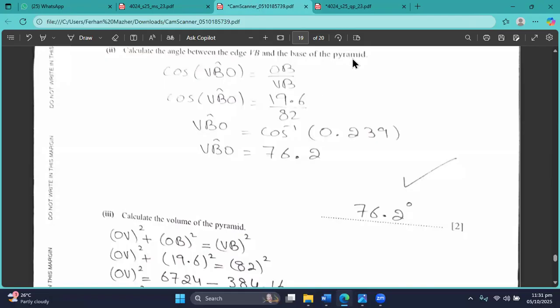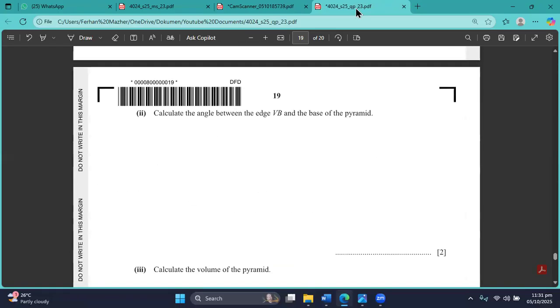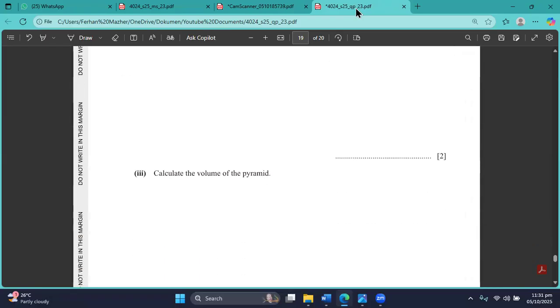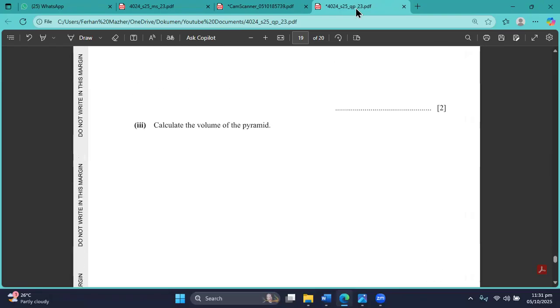Okay. So that was how many marks? That was of this part, 2 marks. Now he says calculate the volume of the pyramid, and it's a 5 marks question. This third part is 5 marks. Calculate the volume of the pyramid.